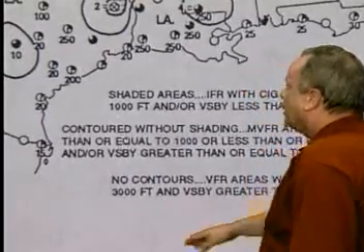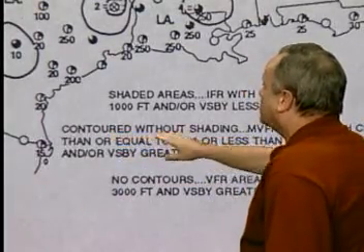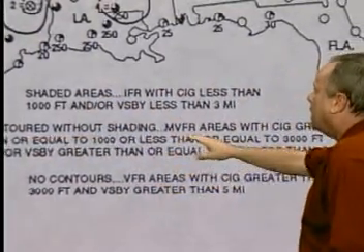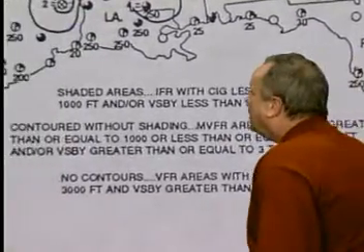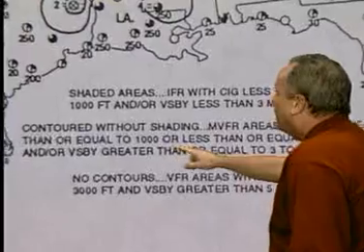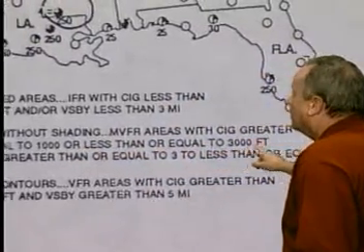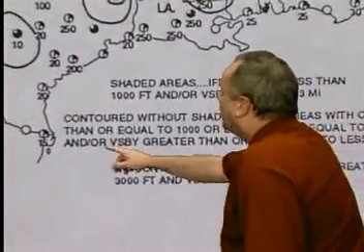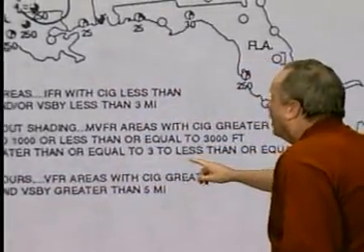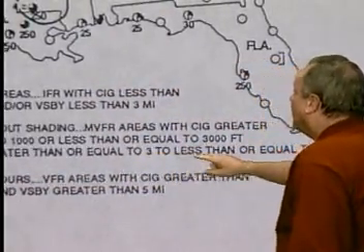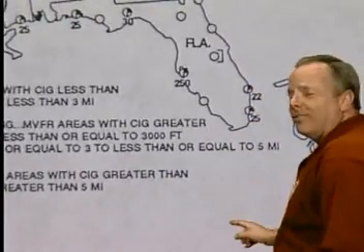Now if you go back to the legend and look again, you'll see the next area is a contoured area. Well, that's without shading. That's the first contour, and that's marginal VFR. And that's areas with ceilings greater than or equal to 1,000 feet and less than or equal to 3,000 feet, and or visibility greater than or equal to 3 miles to less than or equal to 5 miles.